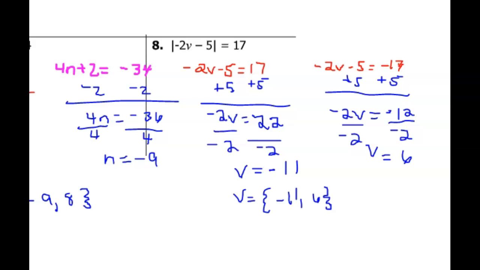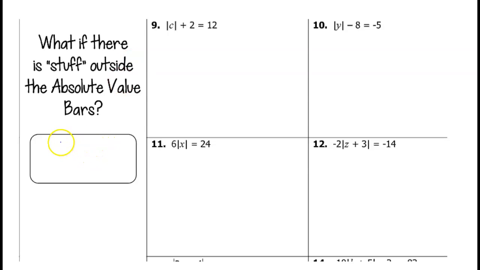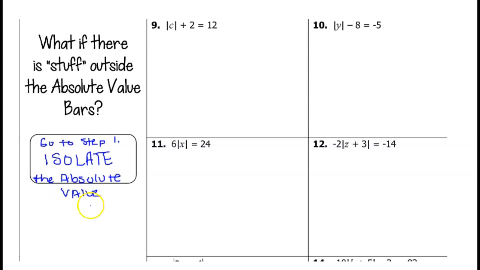All right. Now, pausing this with the absolute value, then that is not good. We need to go back to step 1. So go to step 1, which is to isolate the absolute value. Okay? Put that in your notes. You need to isolate the absolute value.